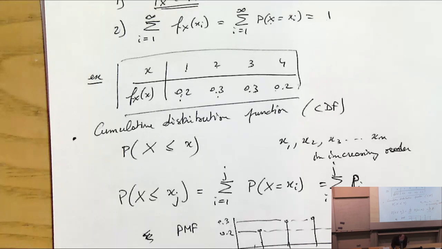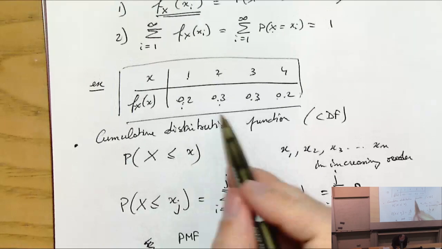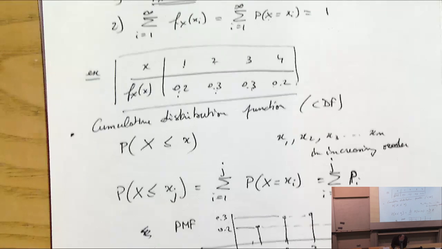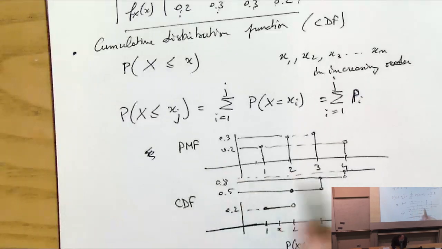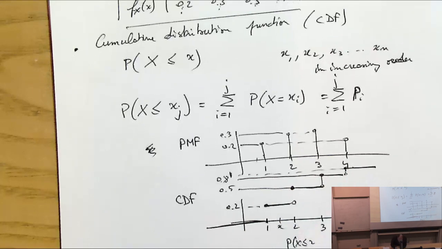At 3, I'm going to have 0.5 plus 0.3, that's 0.8. And at 4, essentially, I'm going to have something here that is at 1. So what you see here is these kind of staircases, right? And it's actually a non-decreasing function because you're looking at all the past values. You sum over all the probability of having x smaller than a certain value.